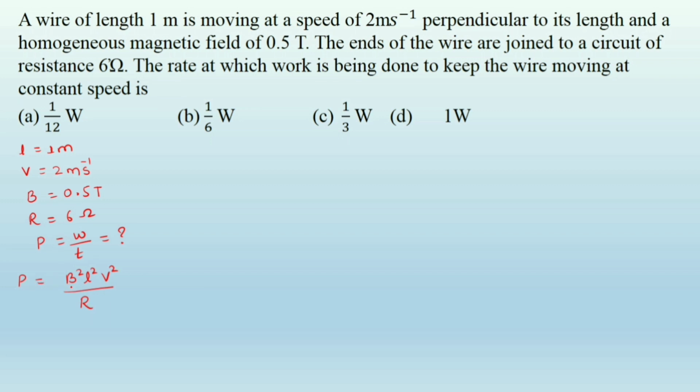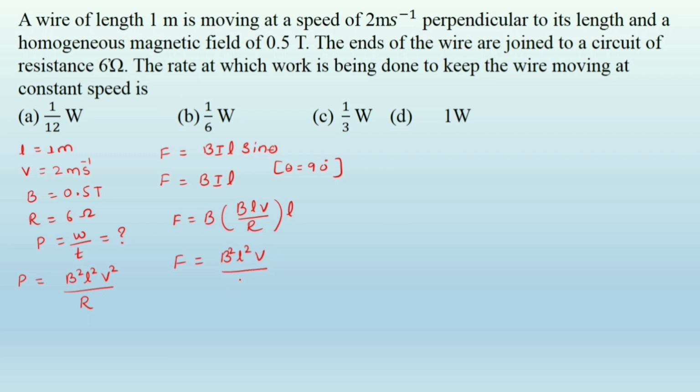Or if you don't know the equation, let us remember the magnetic force required by the conductor. We have the equation BIL sin theta. For maximum force, we can take it as BIL because theta is 90 degree, so sin 90 will be 1. Then F equal to B into the electric current; in place of I, we have the equation BLV divided by R, into L. So we can get F equal to B square L square V divided by R.